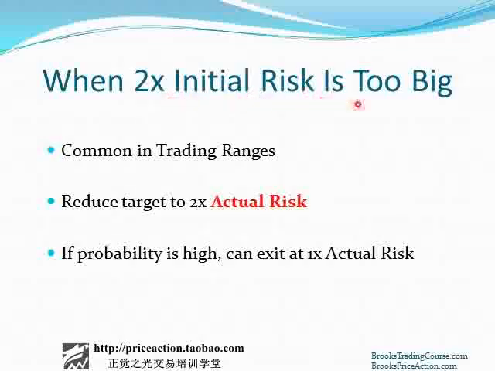When 2 times the initial risk is too big, this is common in trading ranges. Then you have to reduce the target to 2 times the actual risk. So instead of using the initial risk, take a look at the actual risk and change your target. And if the probability is high enough, you can even exit at 1 times the actual risk. But for most traders, that I think is unrealistic.